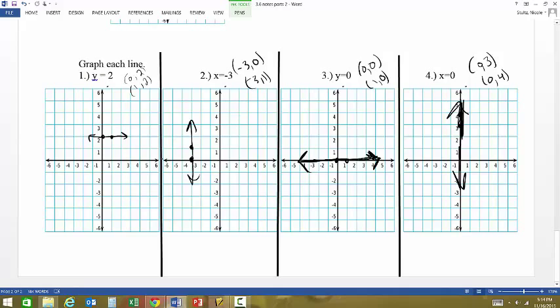If you check your answers with mine, you should get horizontal, vertical, horizontal, vertical. In numbers 3 and 4, don't be alarmed. It's okay if you have a line that's actually on an axis itself. Just make sure you shade it really dark so that we can see it. The same thing for number 4. Just shade it really dark. And just kind of review the slopes of each line. Number 1 is a slope of 0. Number 2 is an undefined slope. Number 3 is a slope of 0. And number 4 is an undefined slope.